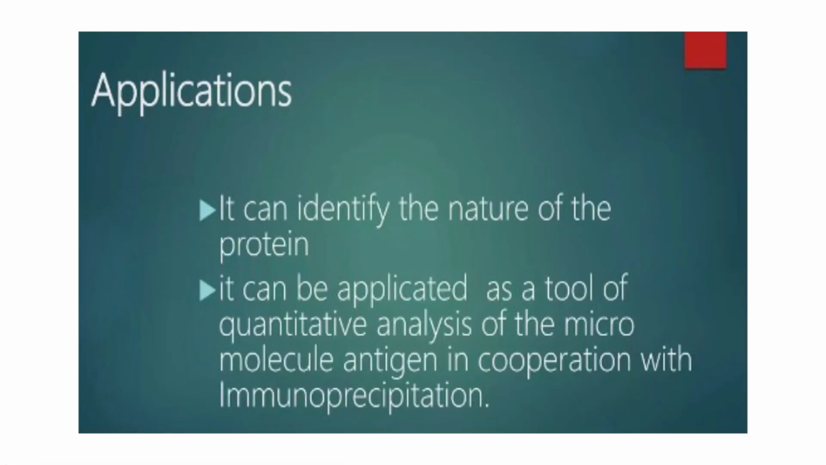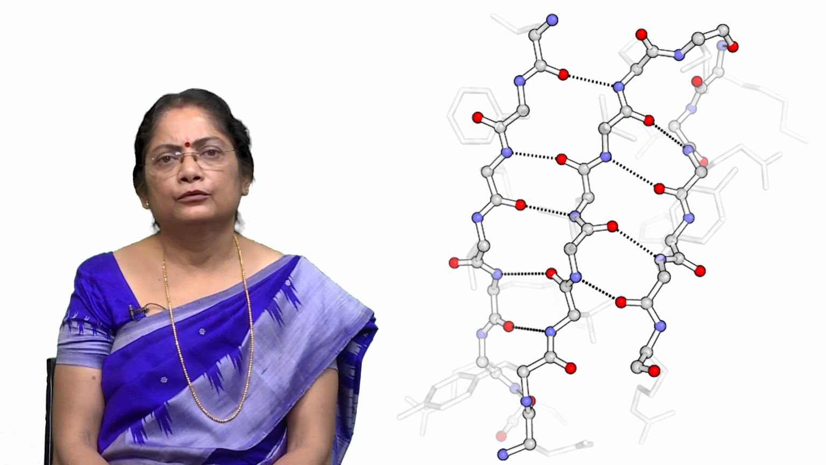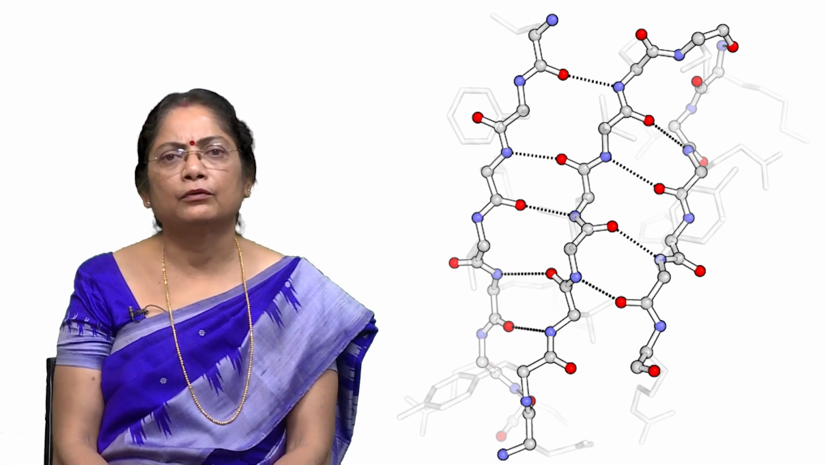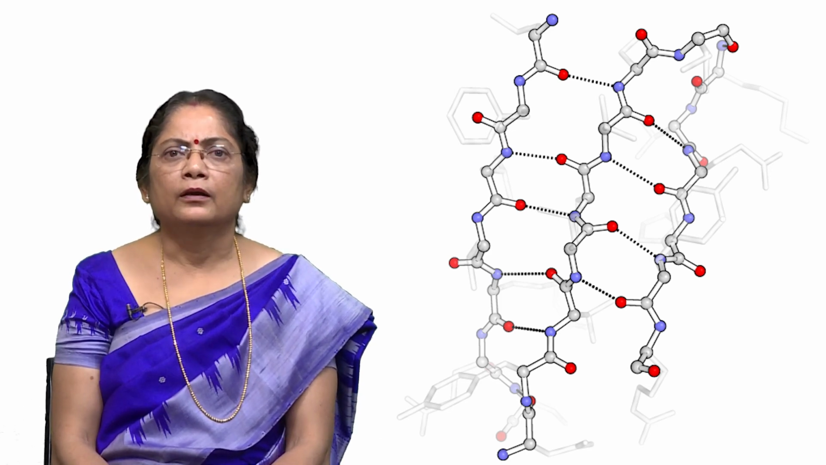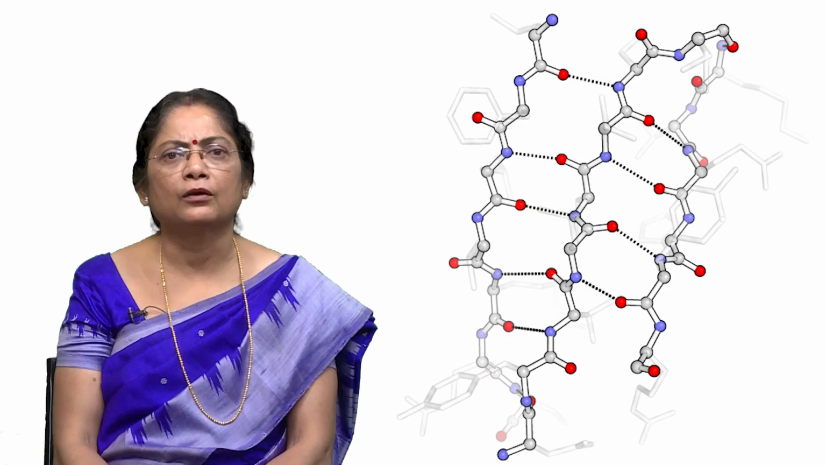And what are the applications? It can identify the nature of the protein. It can be applied as a tool for quantitative analysis of macromolecule antigens, in cooperation with immunoprecipitation. So, there are n number of applications we can do with this. Western blot is extremely useful in biochemistry for the qualitative detection of a single protein. Protein modifications such as post translational modification can also be determined.